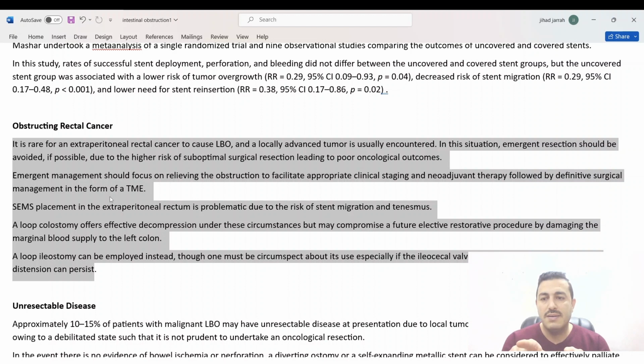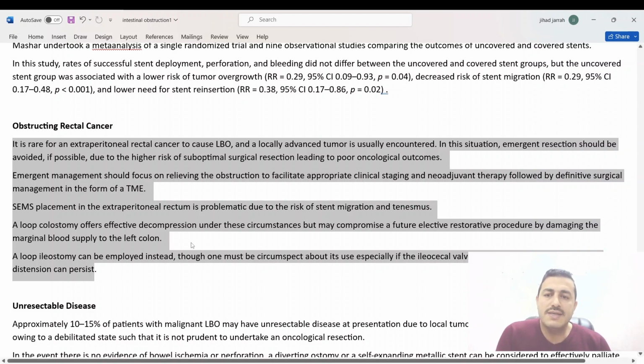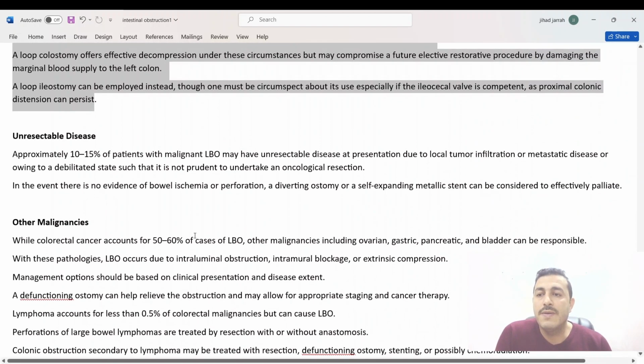in some places in this paragraph, they actually said something and says the opposite on the other side. So I'm not sure that it's the best way to study covered and uncovered stent and to compare between them, but we have to know what the parameters are. It's the migration, the tumor growth, the bleeding, the perforation, the risk of reinsertion. I hope you can see it in another literature.